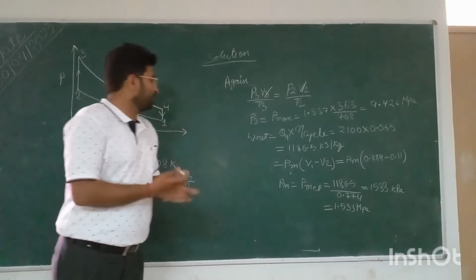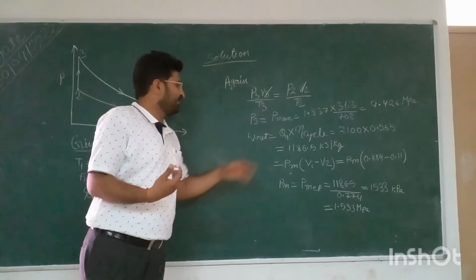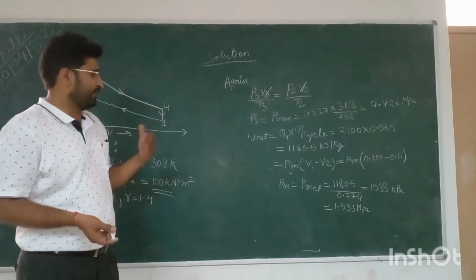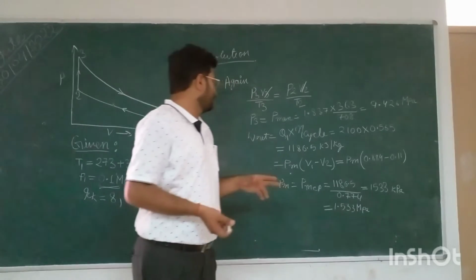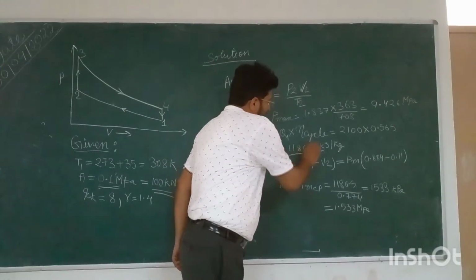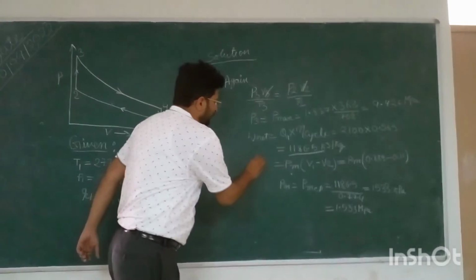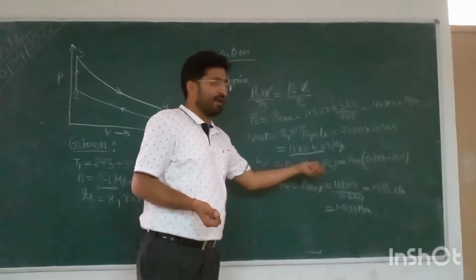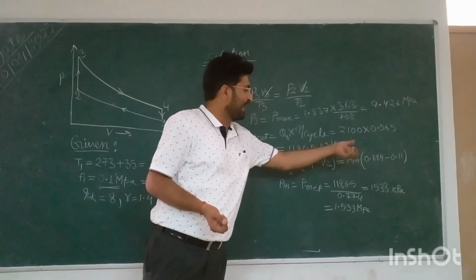Now, net work, we know that the efficiency is nothing but work output divided by heat supply. So we have already calculated the efficiency of the cycle, and we know the heat supply, and so we can find out the net work. Net work will be equal to 1186.5 kilojoule per kg, and we know that net work will be nothing but P mean, that is mean effective pressure, into V1 minus V2 equals P mean into 1.884 minus.